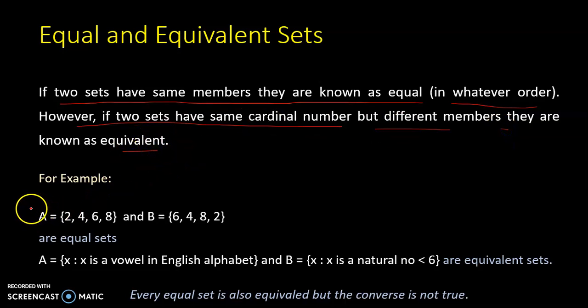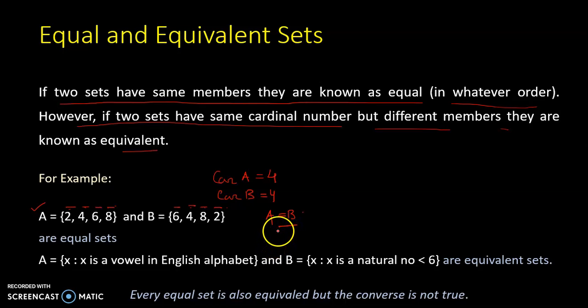Right. So if I look into set A, it has 4 members, 2, 4, 6, 8. So cardinal number of A is 4. If I look into set B, 6, 4, 8, 2. So cardinal number of B is also 4. But if you see, their members are also the same. 2 is here, 2 is here, 4 is here, 4 is here, 6 is here, 6 is here, 8 is here, 8 is here. Doesn't matter in what order. So I can simply write A is equal to B.